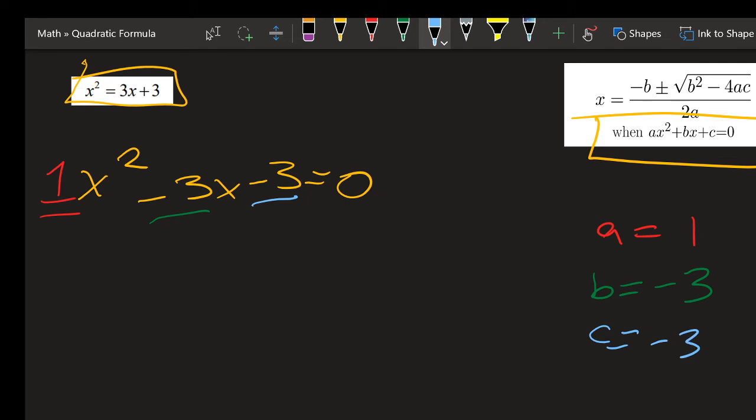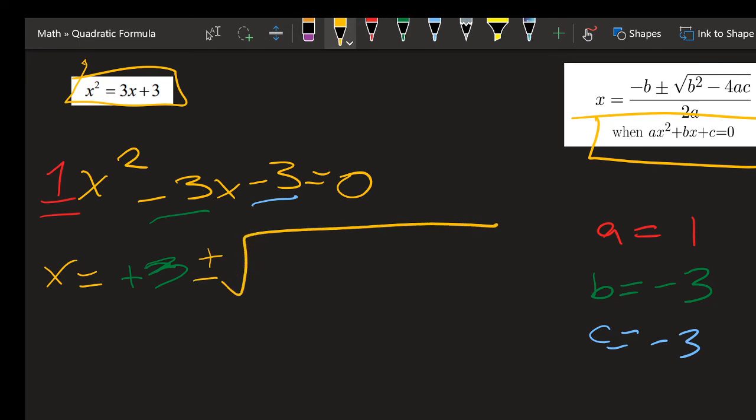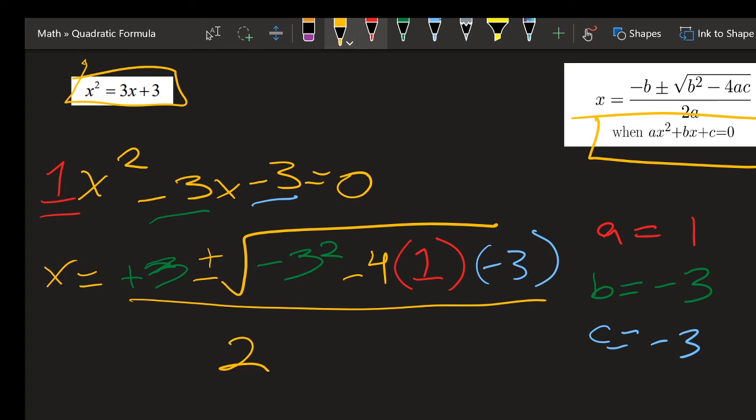So we can say that x equals negative b, so it'd be negative negative 3, or plus 3, sorry, because the two negatives make it positive, plus or minus the square root of b squared minus 4 times a times c, over 2 times a.